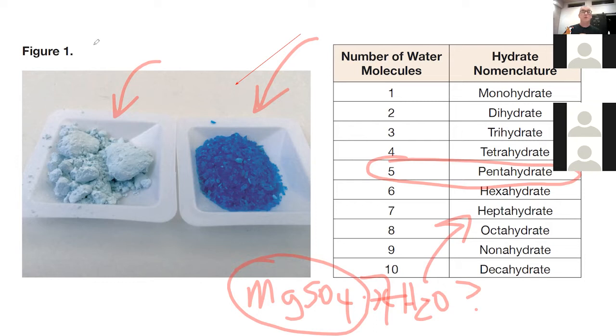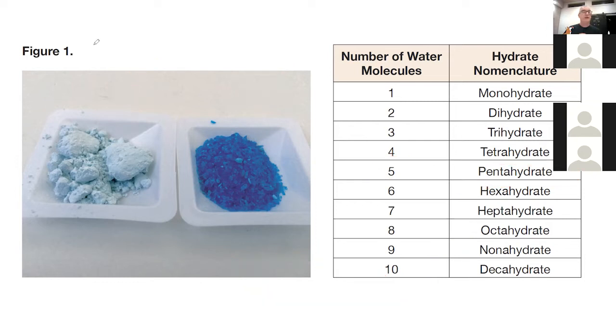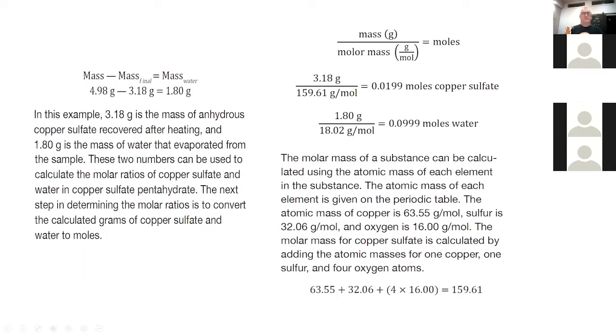And then we're going to do calculations to figure out how many molecules of water are there. And so the example that they give here in our lab instructions is if they take a 5-gram sample of copper sulfate and they heat it up. So when they heat it up, they lose some mass. Now, what is that lost mass?